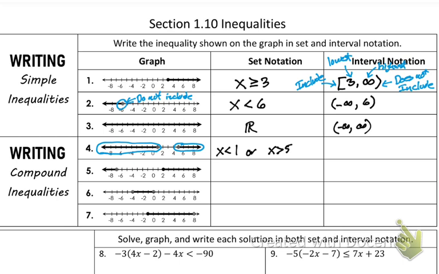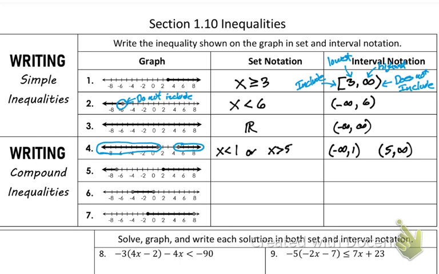The or statement, when we're writing it as interval notation, is going to look like this. I'm going to include all of the numbers from negative infinity until 1, not including 1. Now we need to lift up our pencil and go to our next piece, and that's going to be from 5 to infinity, because we're including all those numbers that are 5 and bigger.